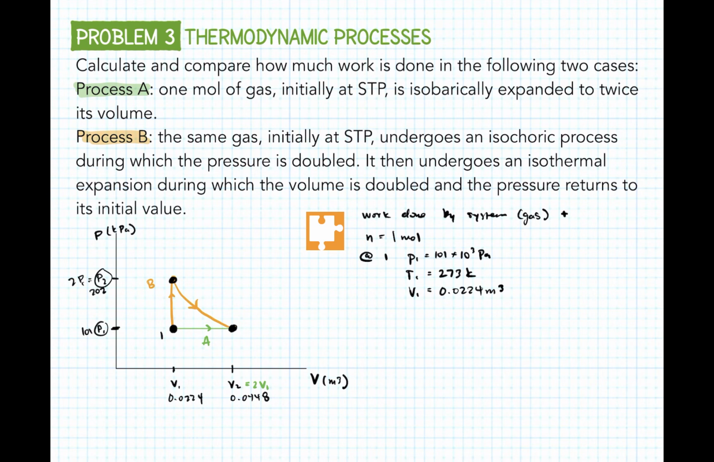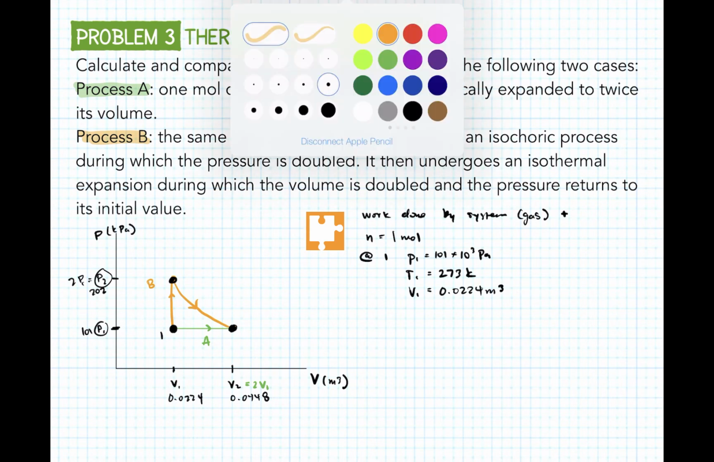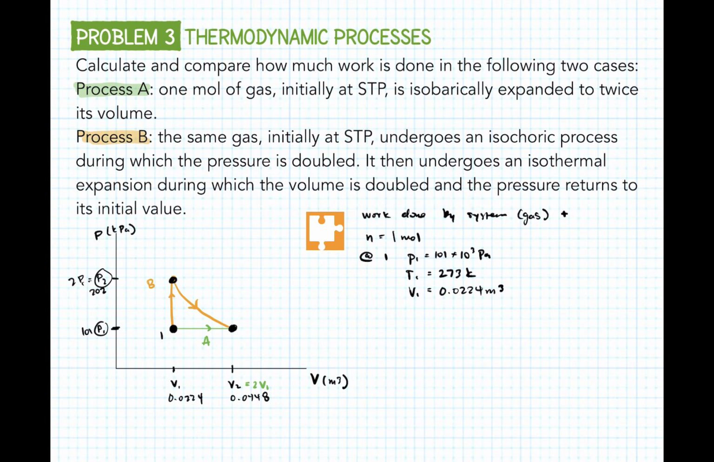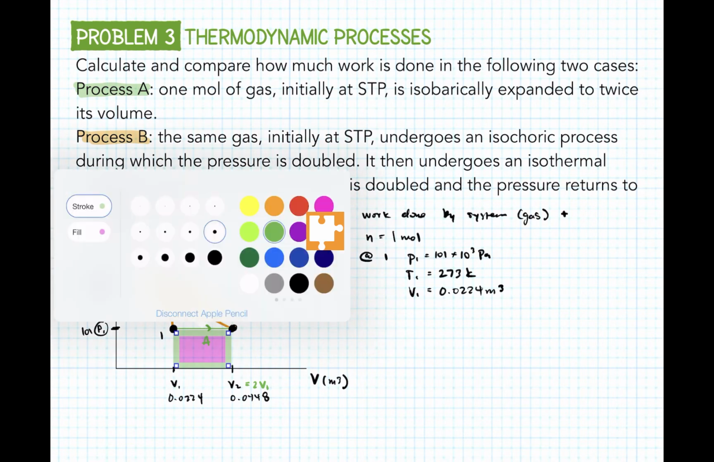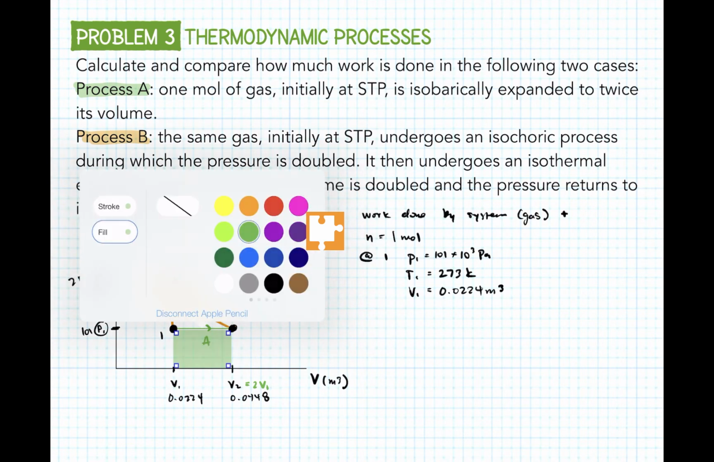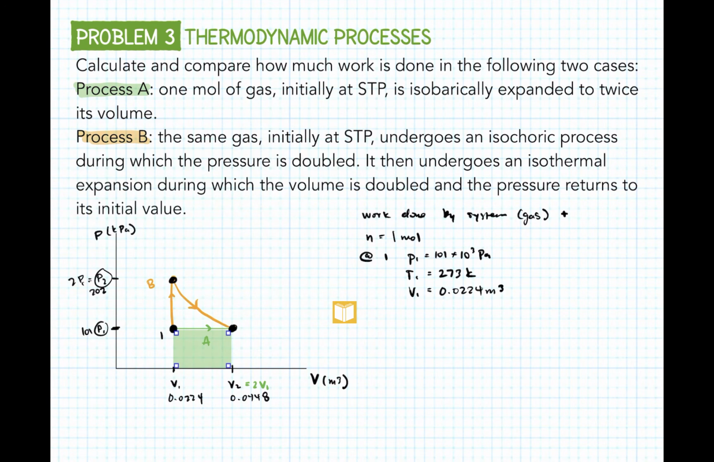To calculate the work, we need to use our work formula. So for process A, calculating the work is relatively straightforward. We just look at the area under the curve, and that's going to be this area. Okay, that's this area.